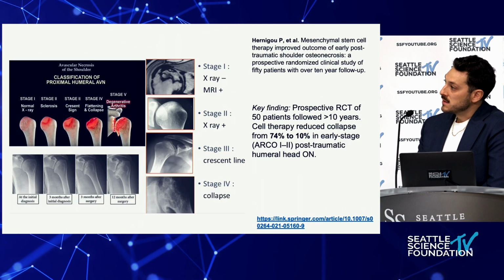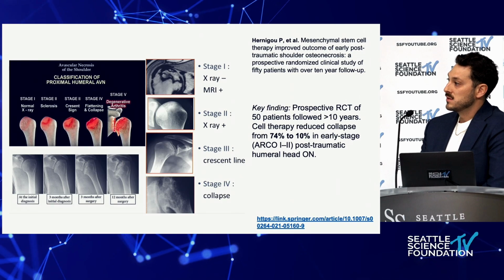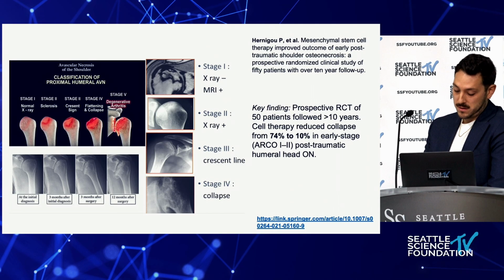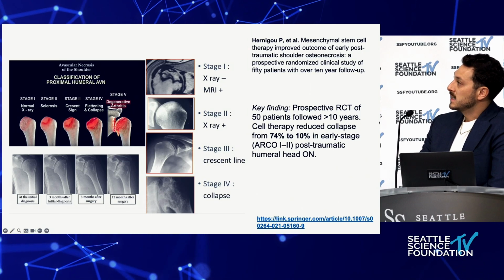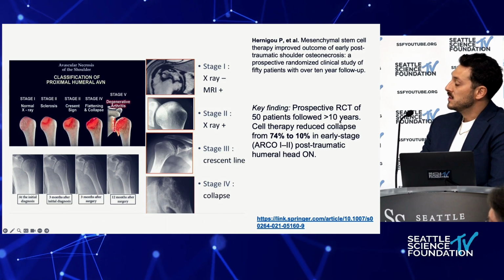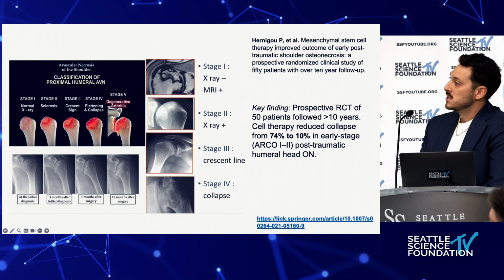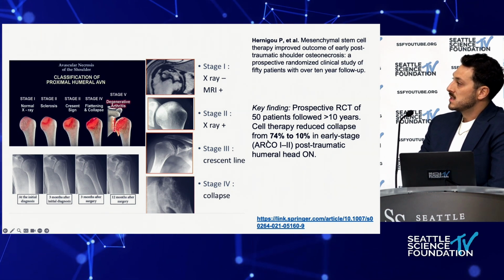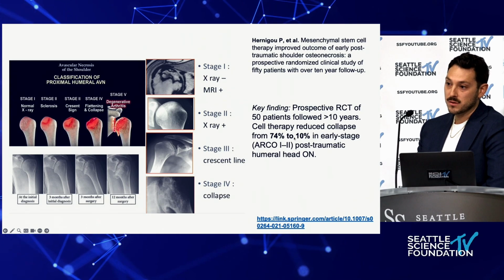You can get osteonecrosis of the humeral head, and so it's very similar. If you catch these patients in an early stage and you augment the bone, you're going to see a rescuing of that and prevention of total shoulder replacement. Key findings from this study, a randomized controlled trial of 50 patients followed over 10 years: these were all traumatically induced osteonecrosis, so there is a specific patient demographic this was tested for, but it reduced collapse from 74% to 10% in early stage post-traumatic humeral head osteonecrosis.